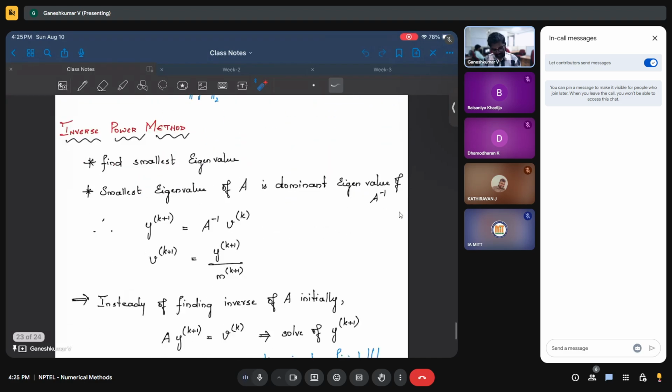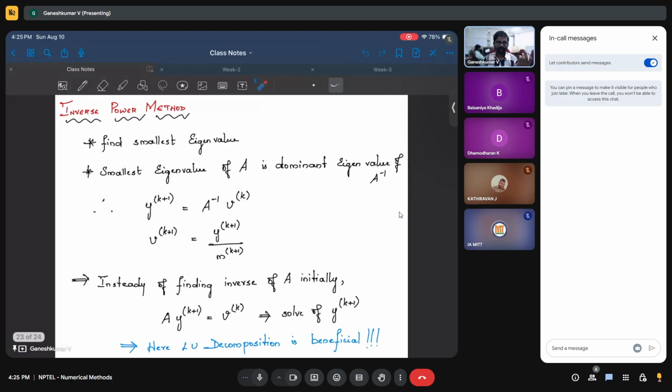The other one is the inverse power method. So basically in the power method we find the dominant eigenvalue. In the inverse power method you can find the smallest eigenvalue by using this property of the eigenvalue, right? So if an eigenvalue of A is lambda, then the eigenvalue of A inverse is going to be 1 by lambda. So that is going to be your smallest eigenvalue. So you do it in reverse.